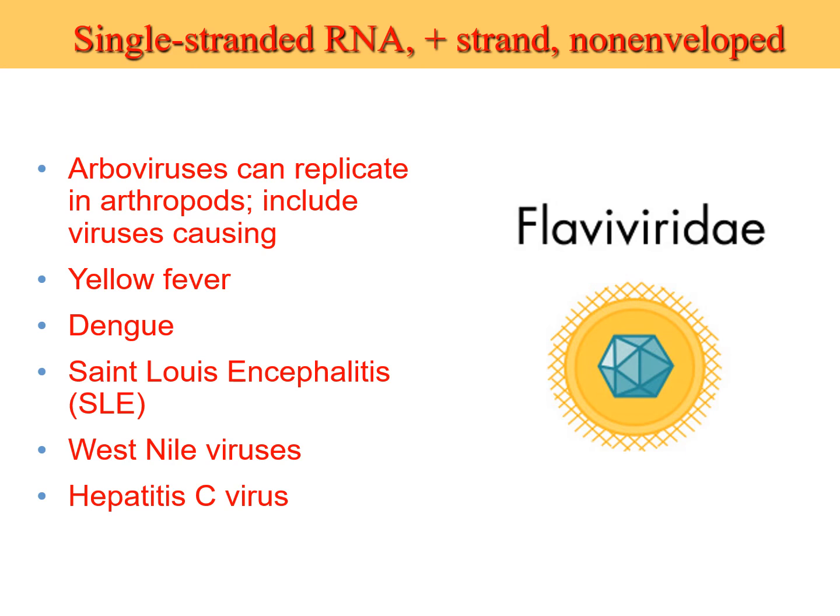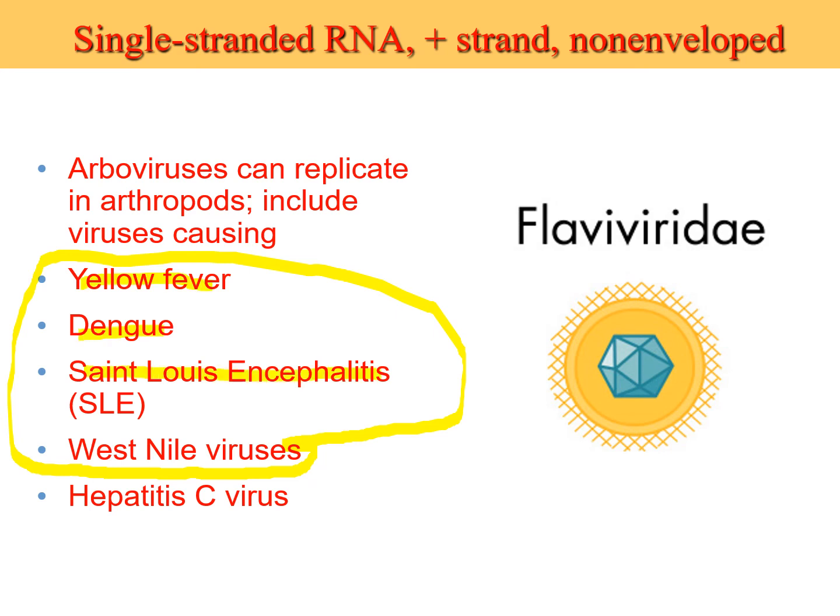Another important group of viruses are these, which are considered as arboviruses. Most, not all, but many are arboviruses, which means that they replicate inside insects and are in fact spread to humans by the bite of the insect. That would include all of these here, not including hepatitis C. Hepatitis C belongs to the same family, but it is a blood-borne disease that's transferred from human to human by transfusion of infected blood quite often, or transplantation of infected tissues. So all of these diseases, yellow fever, dengue, St. Louis encephalitis, and West Nile virus, are all caused by members of this family of viruses.